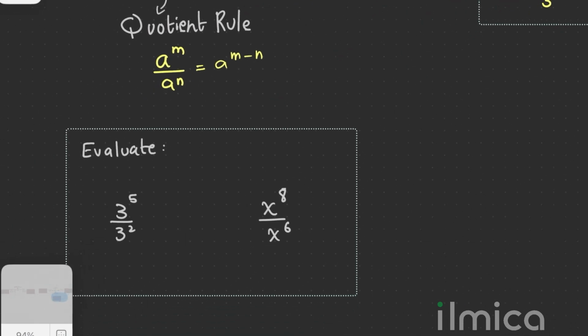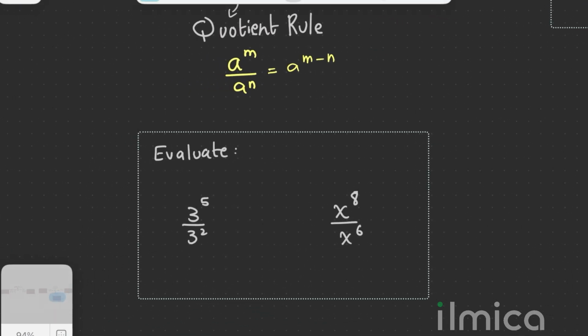Now let's move on to the next rule, which is the quotient rule. Over here, what the quotient rule tells us is basically that if we take a number with a power and we divide it by the same number but with a different power, or it could be the same power also, then we have to subtract the powers. So we can simplify it by subtracting the powers like this. Notice over here that the power that is given with the number in the numerator comes first, and the power with the number at the denominator comes second. So it's the one that will be subtracted.